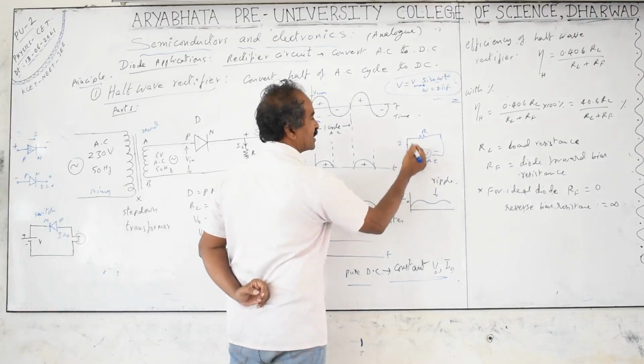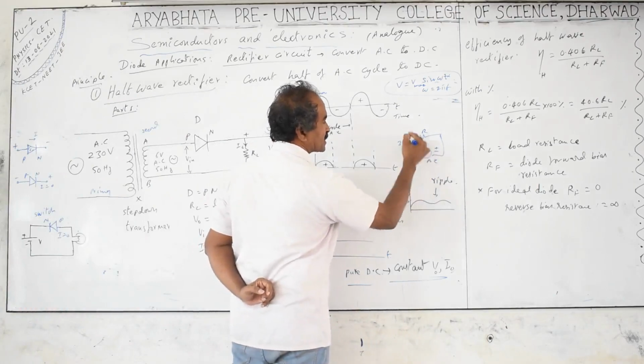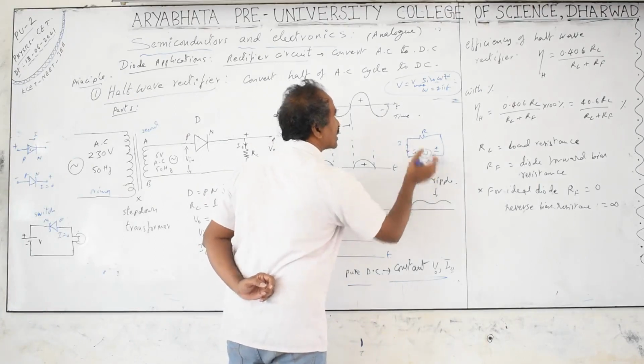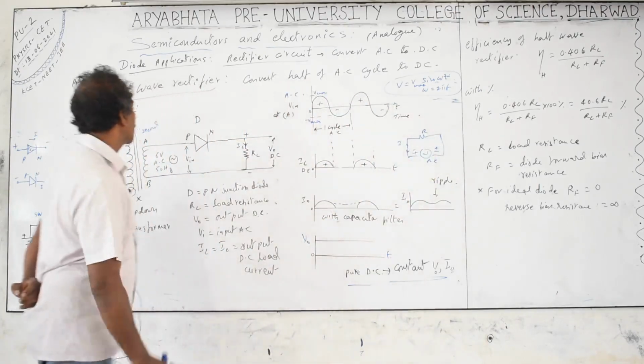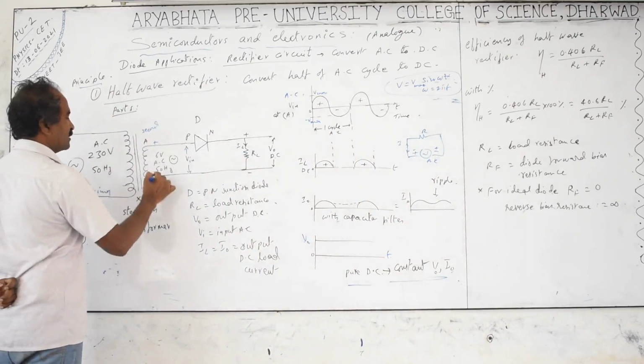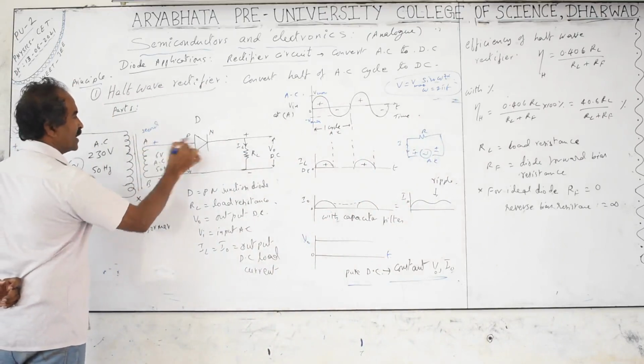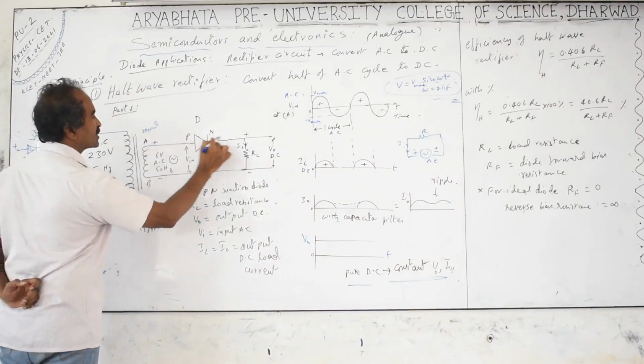Current is trying to go this side, and suddenly it changes: this becomes minus, and this becomes plus. Current will reverse direction. Alternately, plus and minus change as a function of sine. So here let us take plus and minus first. When it is plus, P is plus, the diode is forward biased, and the current passes through like this.